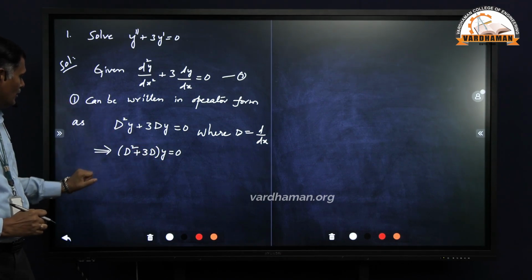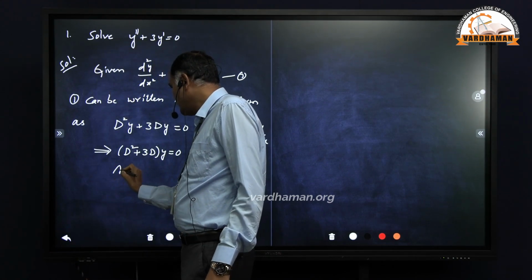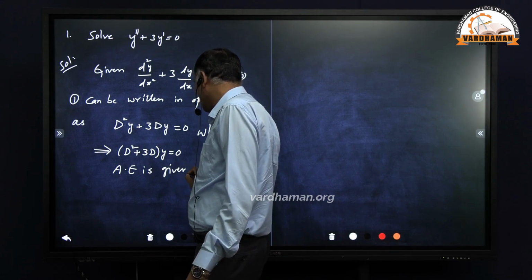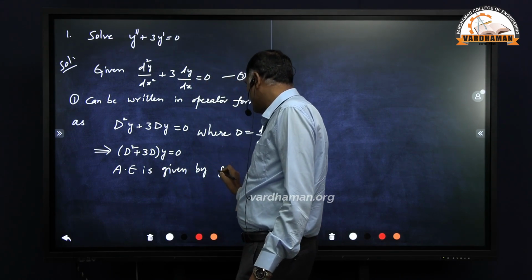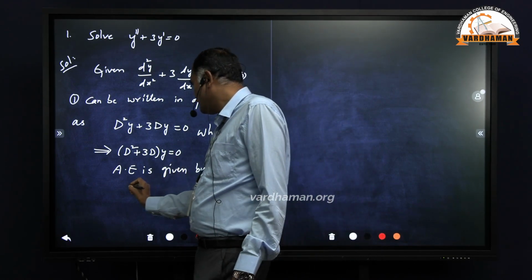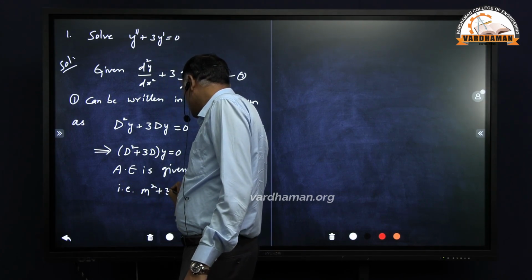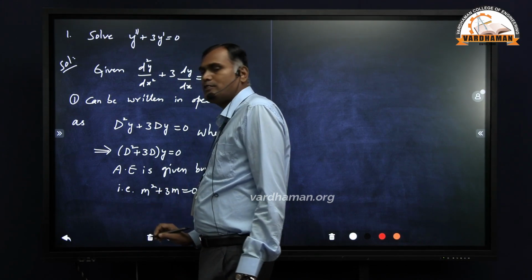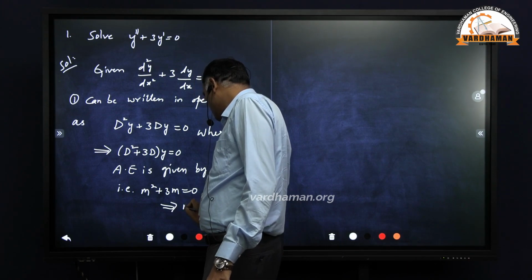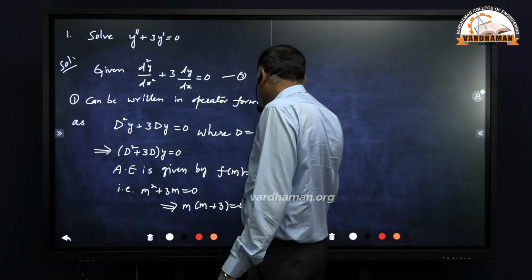Now let us solve this one. What is the auxiliary equation? To solve this one, we write the auxiliary equation. The auxiliary equation is given by f of m equals to 0. This gives the auxiliary equation, which is nothing but m square plus 3m equals 0. Let us solve this equation. If we solve this equation, we get 0 and minus 3 as roots.